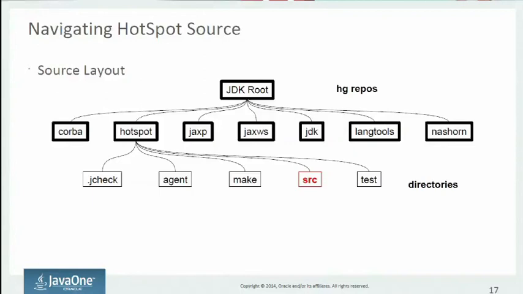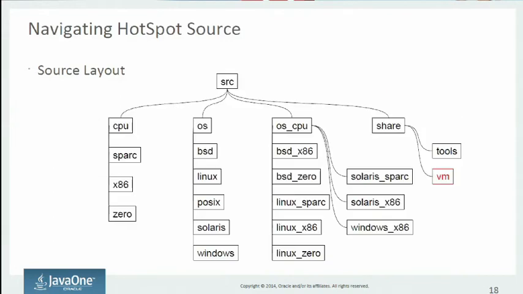Here's a diagram of how this stuff is all laid out. JDK root is all of these bold rectangles here. Those are all independent Mercurial repositories. Each of them has a directory tree or represents a directory tree within it. The Hotspot has its own repository, so again, you can pull that down all by itself. There's directories underneath that. We're going to burrow down just a little deeper.